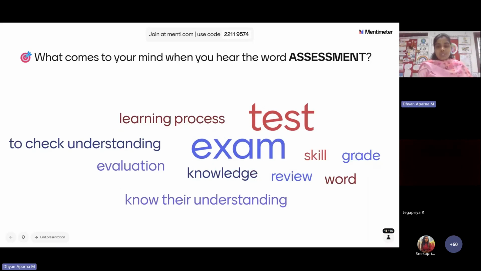Thank you so much for sharing your thoughts. I can see a wide range of responses here, and this is completely okay because assessment has meant different things to different people based on their own experiences. Many of us have experienced assessment as something that happens after learning, often through paper-based tasks. But here in IB, and especially in early years, assessment is something different.